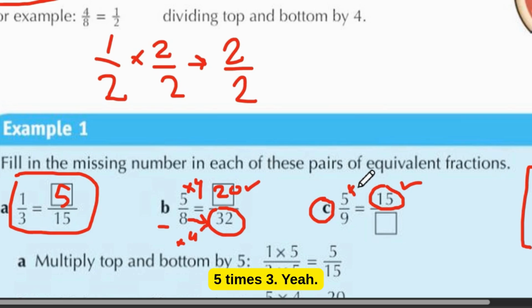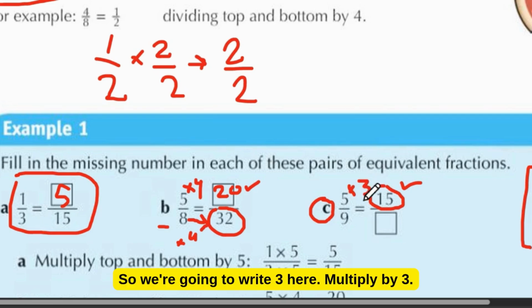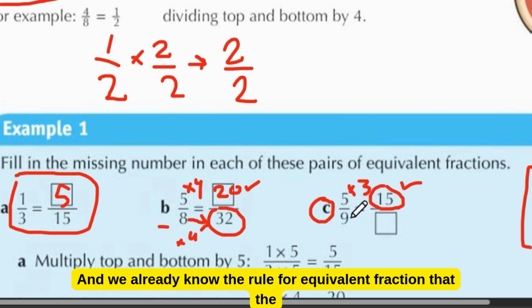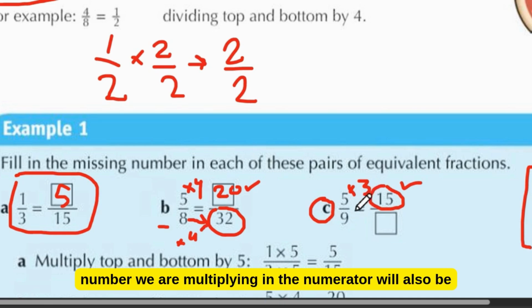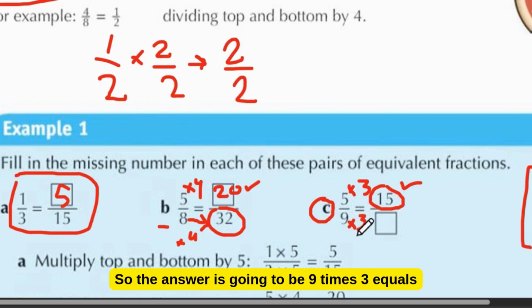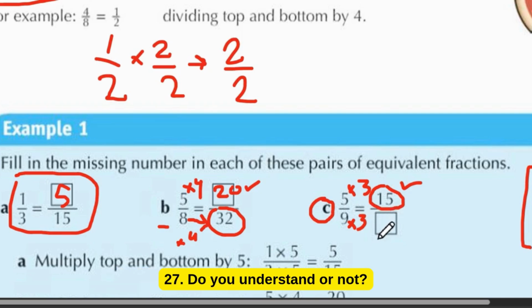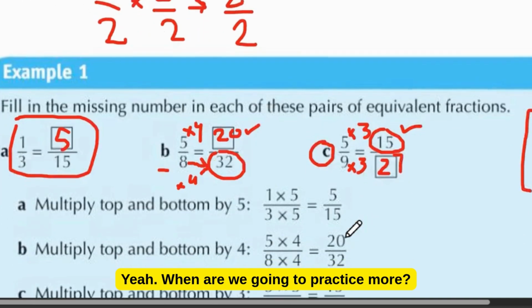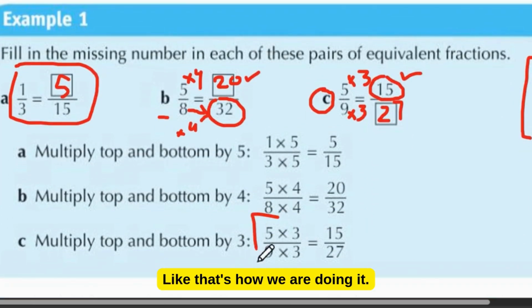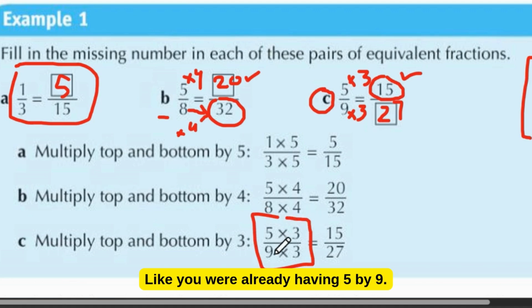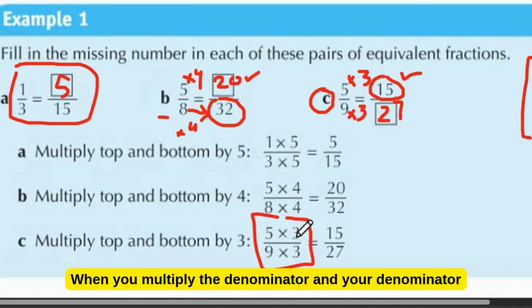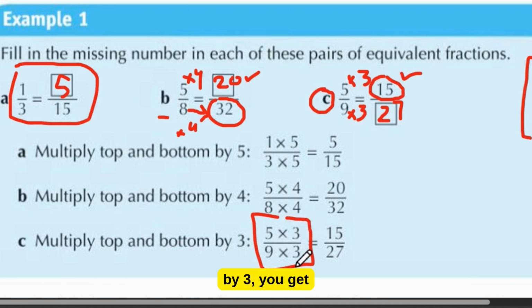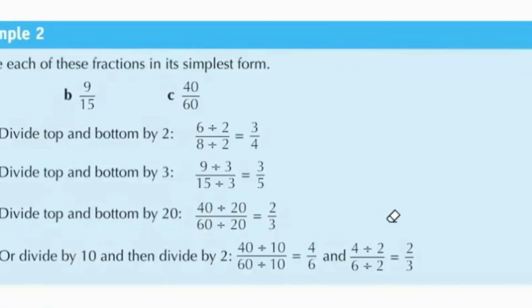5 times 3. Yeah, so we're gonna write 3 here, multiply by 3. And we already know the rule for equivalent fractions, that the number we multiply the numerator by will also be multiplied in the denominator. So the answer is 9 times 3 equals 27. Do you understand or not? I understand. When we practice more, you're gonna understand more. You were already having 5 by 9. When you multiply the numerator and your denominator by 3, you get the equivalent fraction.